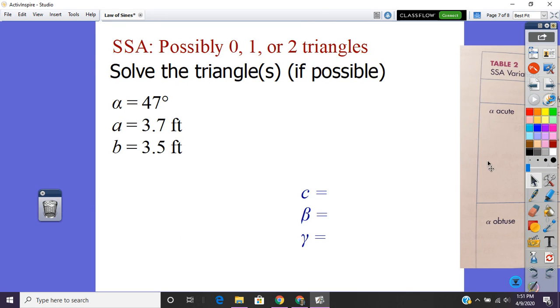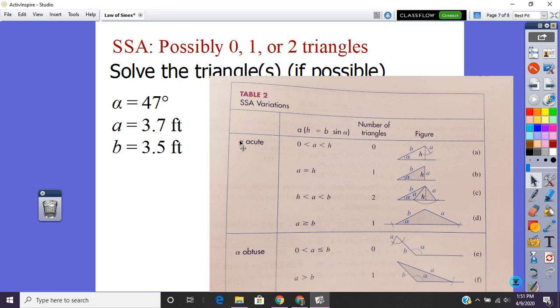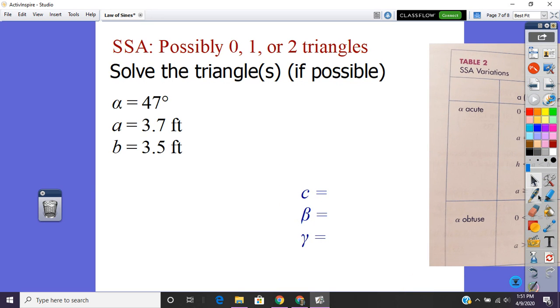All right, so let's look at this one. Is alpha acute or obtuse? It's acute, so once again, I'm in this situation. So now let's look at A and B. Is A greater than or equal to B? Yes, so I'm only going to have one triangle. That means I can solve this just like normal using my law of sines.